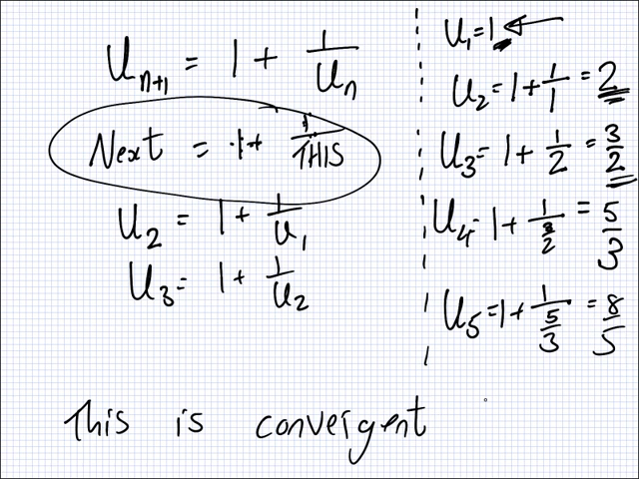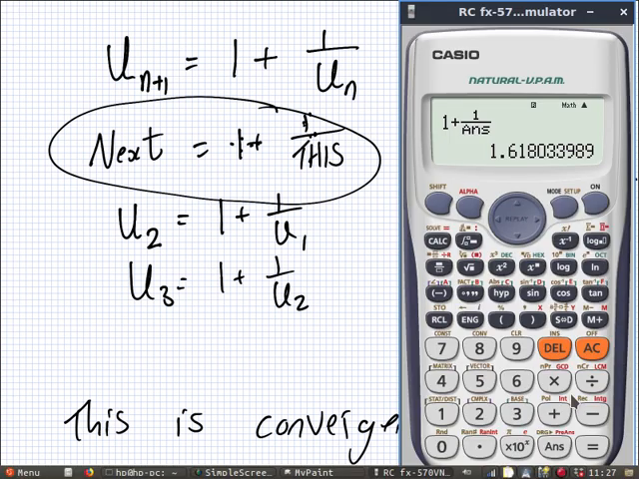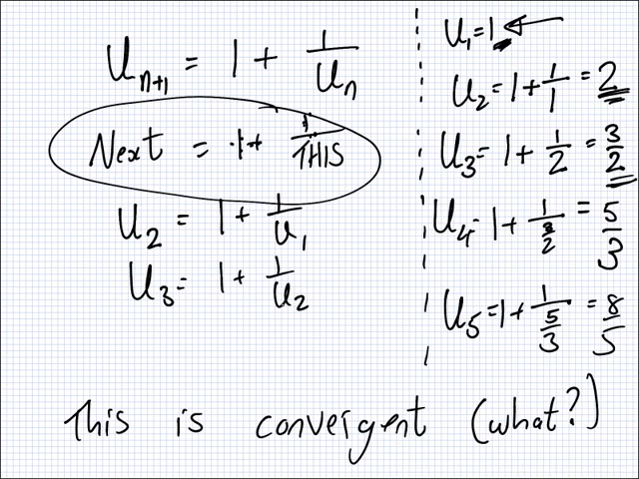But we haven't really said convergent to what, though. Now, we have a rough idea on the calculator. We roughly think it's about 1.61. But we might be wrong, because there could be some numbers after the 9 here, because our calculator is not showing it. So we have a rough idea that it's convergent to about 1.618, roughly. Does anyone know what you say if it's not convergent? What's the opposite of convergent? Divergent.